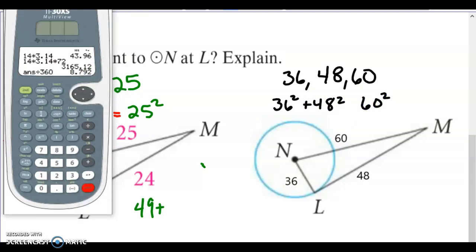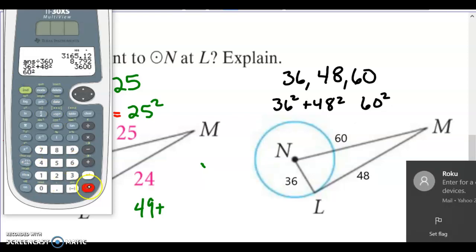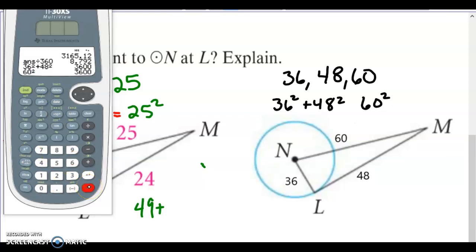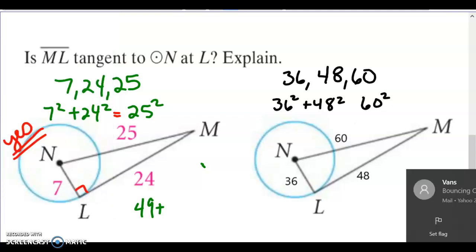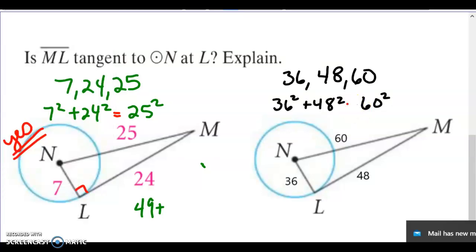Okay, I'll do this one real quick here. So 36 squared plus 48 squared, we get 3,600 there. And then if I do 60 squared, I get 3,600. So this one is also equal. So this one would also be yes. If it ended up being not equal, then that would mean it does not follow the Pythagorean theorem, and therefore it would not be tangent.